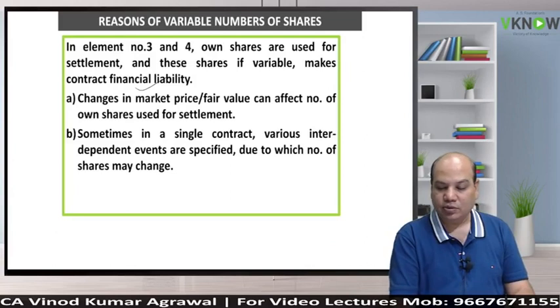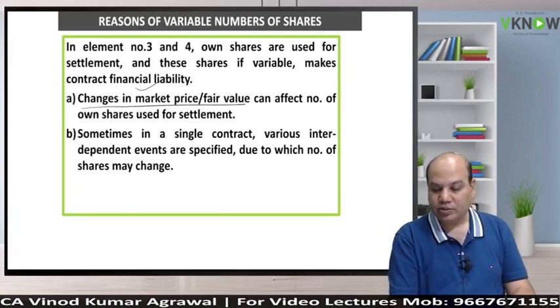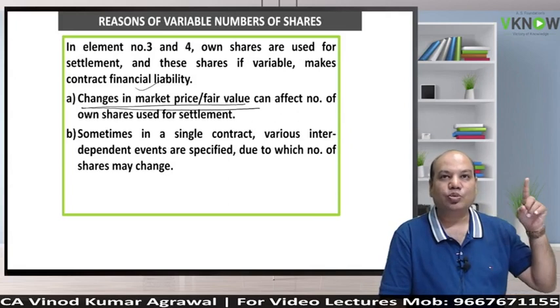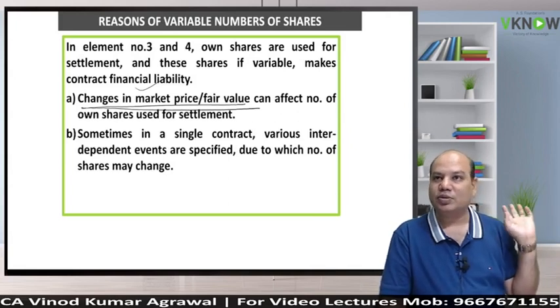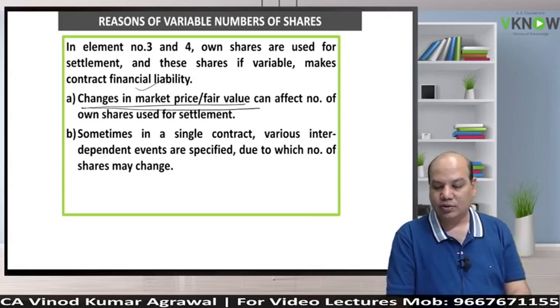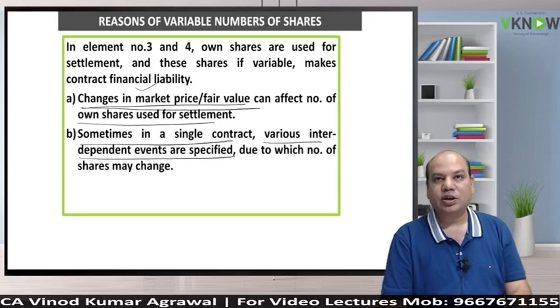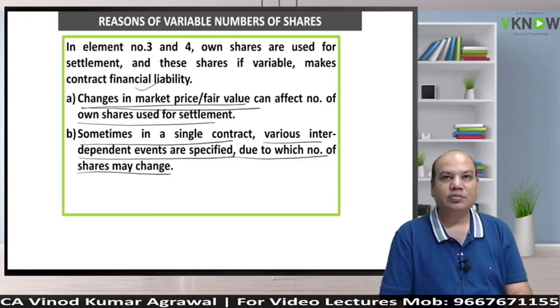The reason for number of shares to vary is sometimes it is linked to the market value of the share. I will pay 10 lakh rupees to you in my own shares, but they will be issued at market price on the date of settlement. So number of shares can vary. Sometimes in a single contract, various interdependent events are specified, and due to which the number of shares can change.